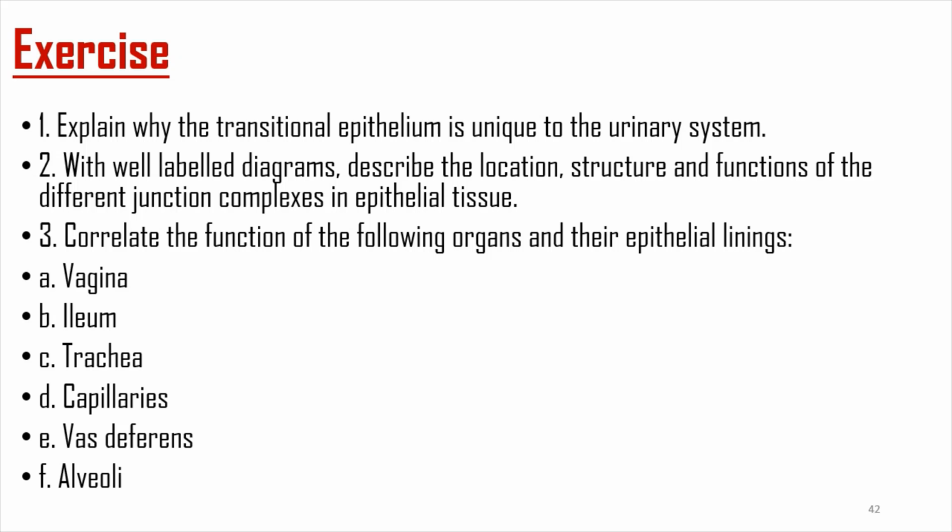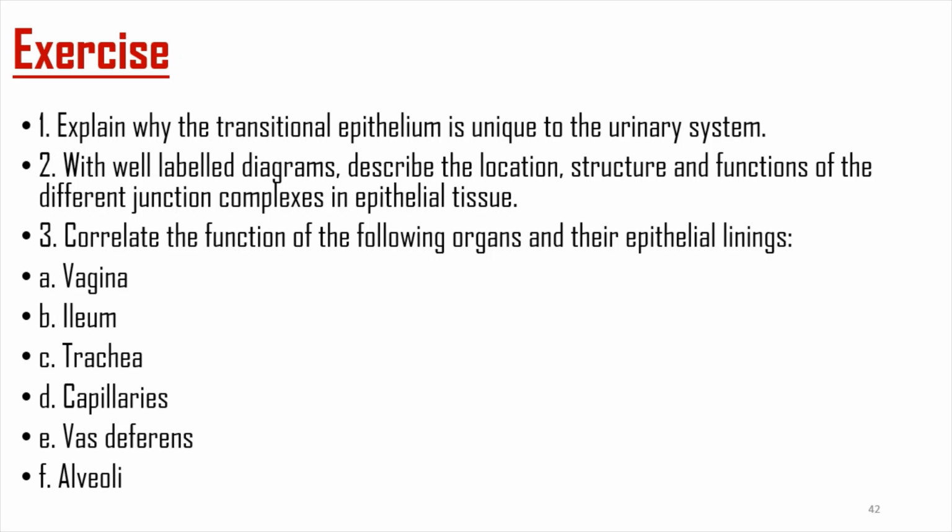You're supposed to explain why the transitional epithelium is unique to the urinary system. Why is it only found in the urinary system? And then with well-labeled diagrams, describe the location, structure, and functions of different junction complexes in epithelial tissue. So junction complexes. Between the esophagus and the stomach, there's a junction there. Squamocolumnar junction. Okay, between the anal canal and the rectum, there's a junction there. Between the vagina and the uterus, there's a junction there.